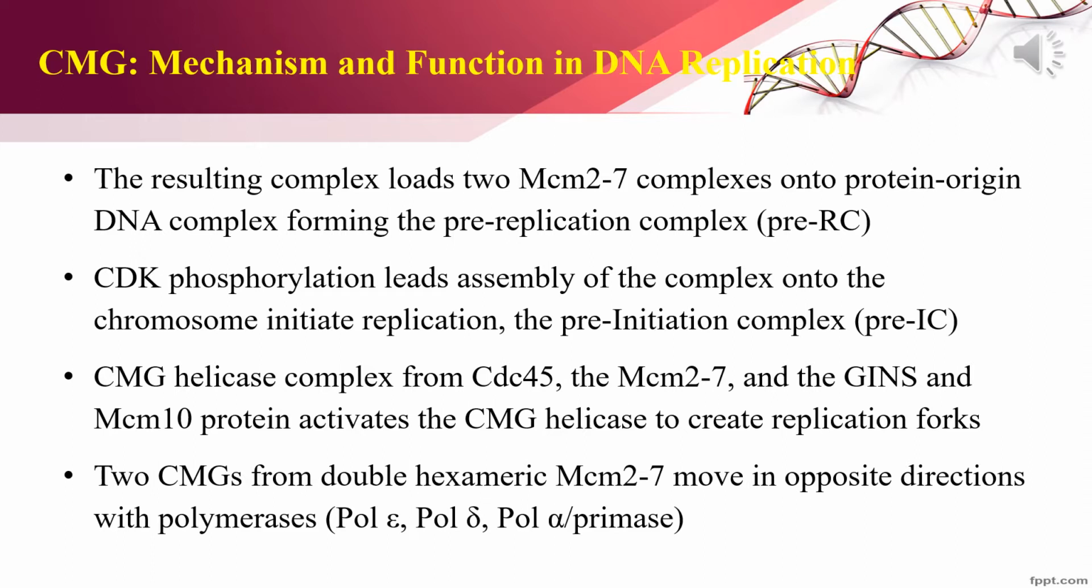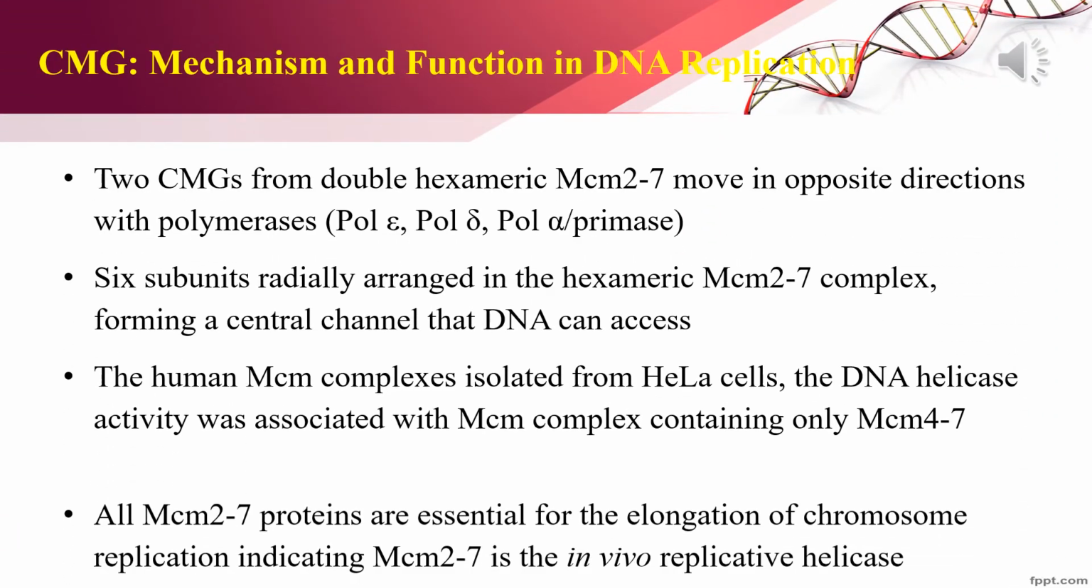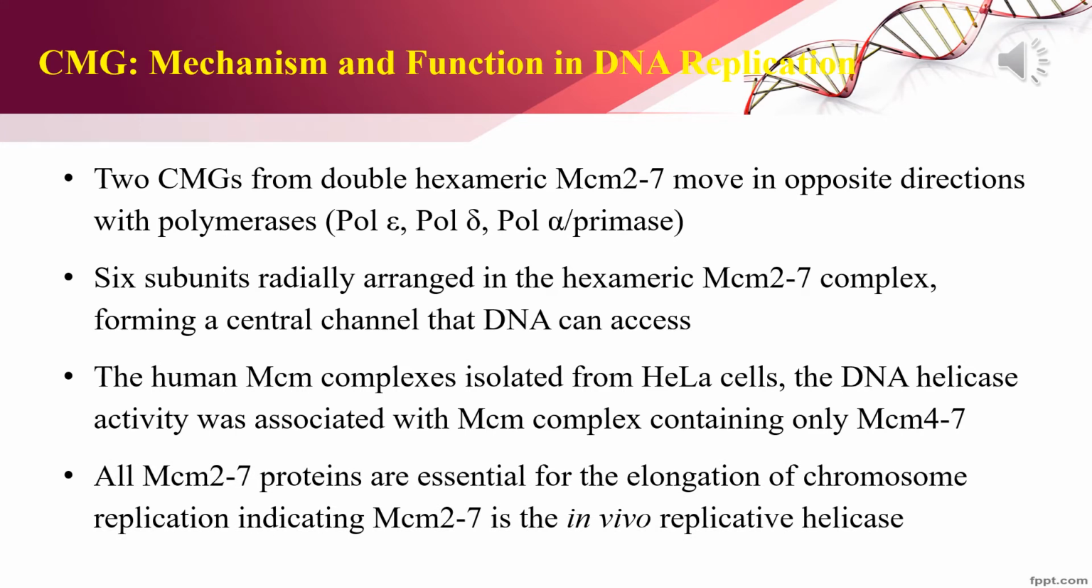CDK phosphorylation leads to assembly of the complex onto the chromosome to initiate replication, the pre-initiation complex, pre-IC. The CMG helicase complex, formed from CDC45, the MCM2-7, and GINS, and the MCM10 protein activates the CMG helicase to create replication forks. Two CMGs from the double hexamer MCM2-7 move in opposite directions with polymerase.